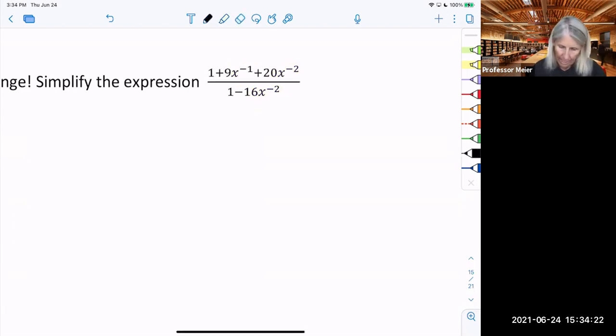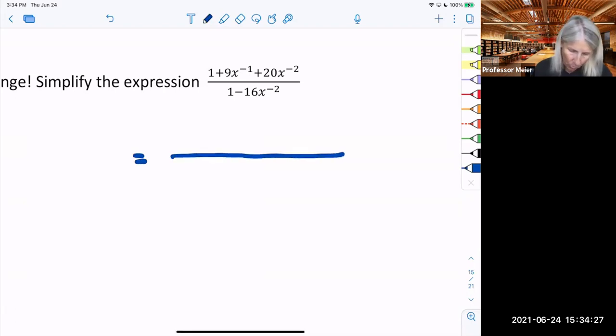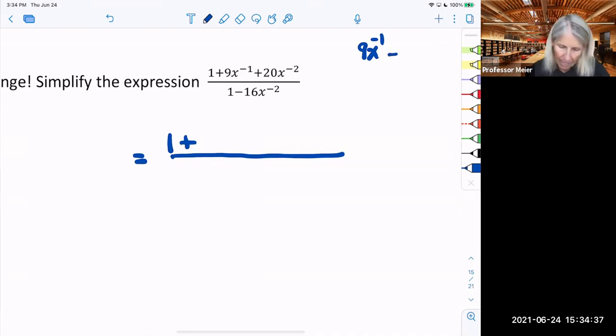So here's what's going to happen on this. Let's make a big fraction here. All right, we have 1 plus. Now 9x to the negative 1. If you clean that up, if you make that x to the negative 1 positive, that means you flip it to the bottom. So it goes underneath the 9. So this term becomes 9 over x to the positive 1. Okay? So that's what goes here, 9 over x.